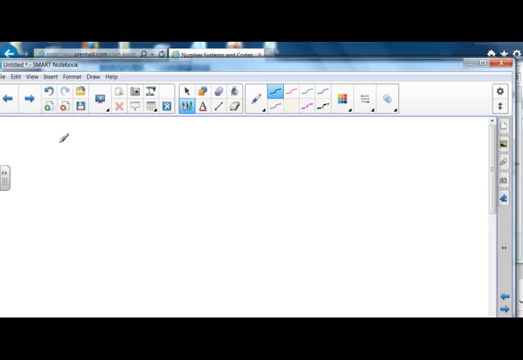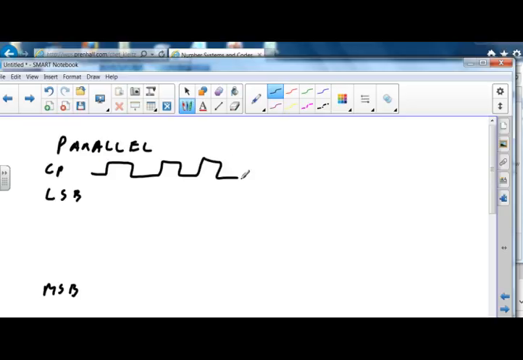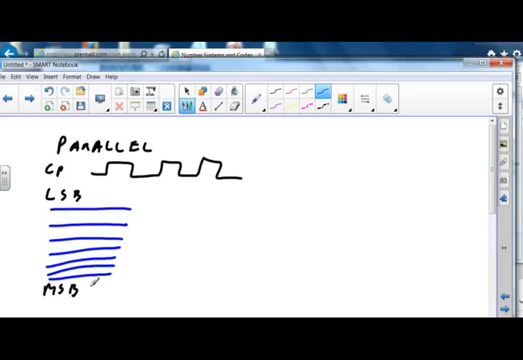Okay, now the other option is a parallel option. I can spell parallel. Maybe I can, you never can tell. So I've got the least significant bit, and I've got the most significant bit, and I've got a clock pulse again. And so my clock pulse is doing this. But now I'm going to send multiple things. 1, 2, 3, 4, 5, 6, 7, 8. So the clock pulse goes up, and I'm going to send a 0, 1, 1, 0, 0, 0, 1, 0, just because I say I am.